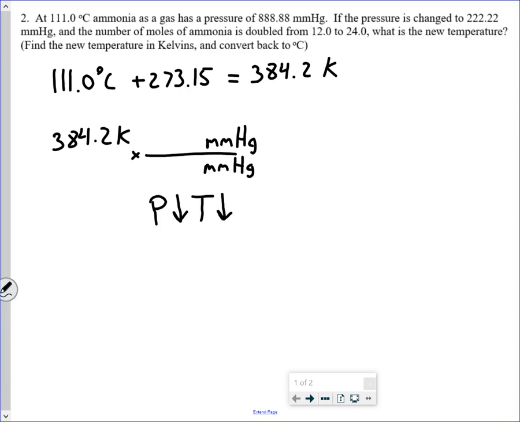Based upon the fact that we need our temperature to go down, we've got to set up this factor so that it actually mathematically does go down. So we want the larger number for pressure in our denominator to make that temperature get smaller. So I'm going to put the 222.22 up top, and I'm going to put the 888.88 on the bottom. The next factor is for moles. So we're going to set up that fraction bar, and we're going to use the label of moles on top, moles on bottom.